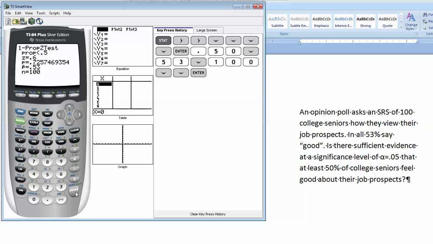Our p-value is really, really big. Okay? And if our p-value is larger than our level of significance, we do not have sufficient evidence to say that we should reject it. So we will fail to reject the null hypothesis. In other words, there's pretty good evidence that at least 50% of college seniors feel good about their job prospects.